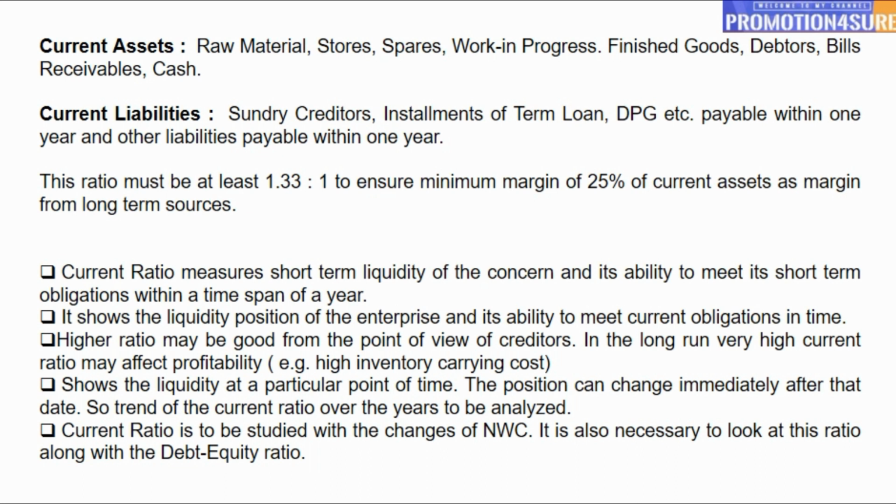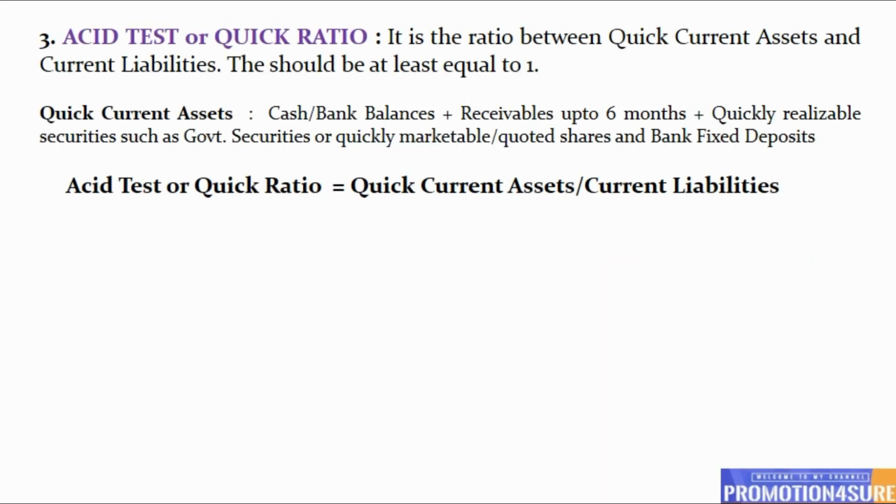A higher ratio may be good from the point of view of the creditors. In the long run, a very high current ratio may affect profitability. It shows the liquidity at a particular point of time. The position can change immediately after that date. So the trend of the current ratio over the years is to be analyzed. Current ratio is to be studied with the changes of net working capital. It is also necessary to look at this ratio along with the debt equity ratio.